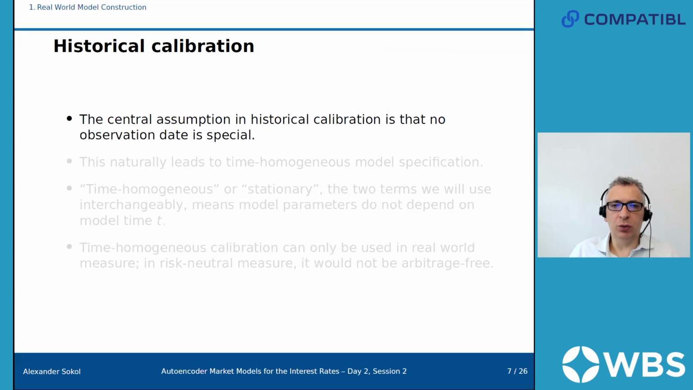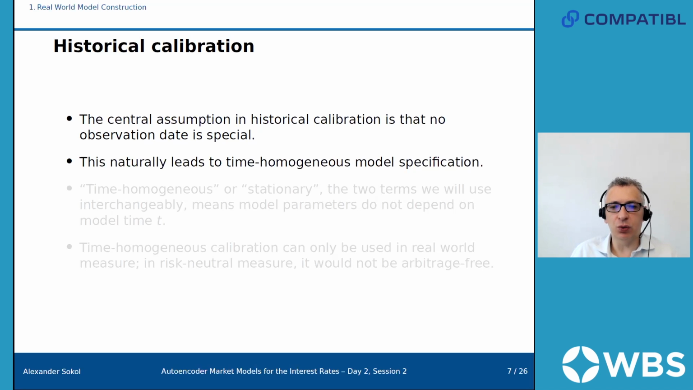Now, in real world measure, you don't have market implied calibration. When you do market implied calibration, you take into account the market price of risk, and you don't want to do that. That would create bias in the real world measure. And the central assumption of historical calibration is that no observation date is special, right? So in other words, if you're calibrating, let's say, to a 10-day, 1 year, or 2 year time horizon, you're saying, well, you're going to have various horizons, various historical points, and the whole point of historical calibration is that you're mixing them all together and then inferring the information about the distribution. So no point in time is special.